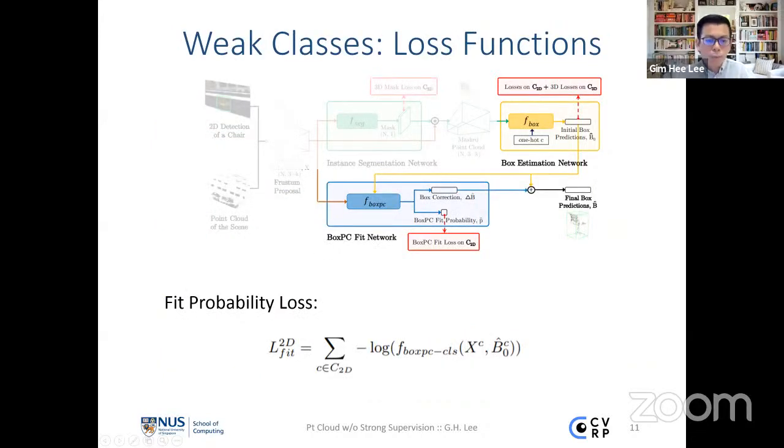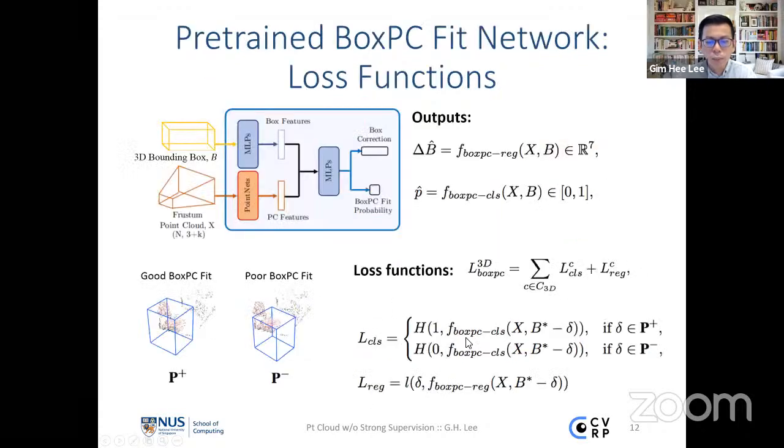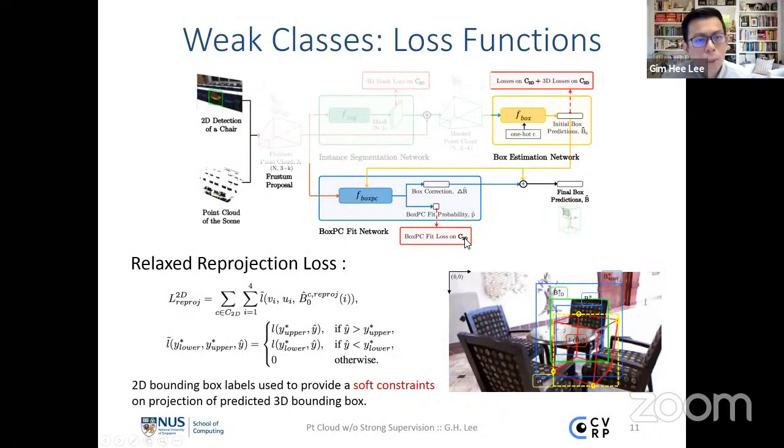Now, once we have pre-trained this box PC feed network, we'll simply use it in the main branch, such that we maximize the goodness of fit from the predicted bounding box that is given from the main branch on the weak classes. So this particular probability here is actually the probability of the goodness of fit from the previous slide as shown here.